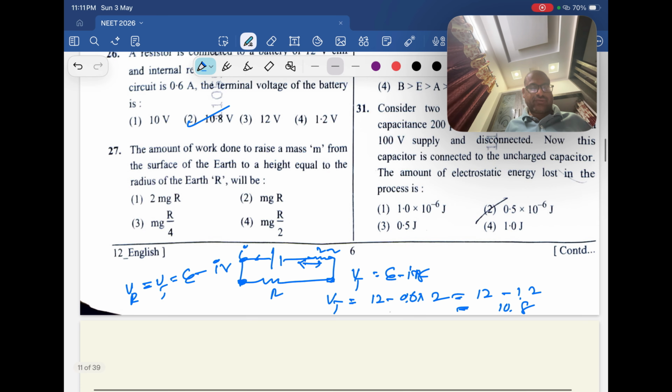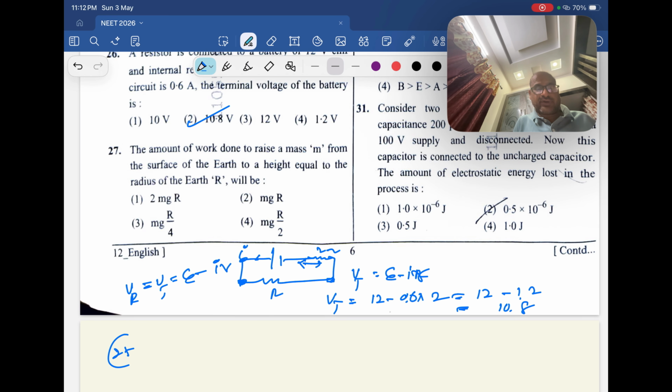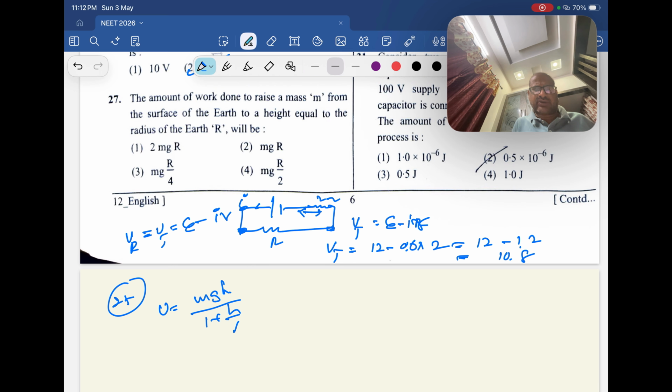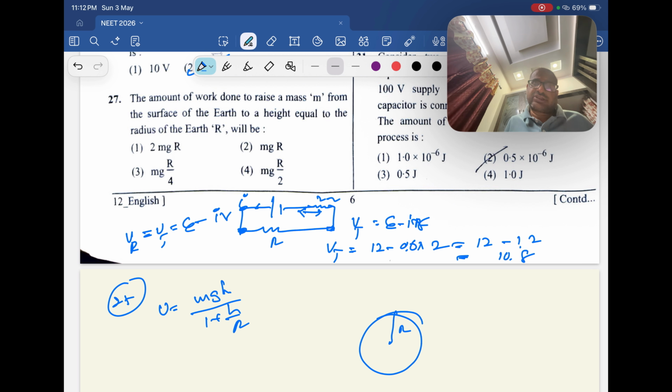Now here, the amount of work done to raise a mass m from the surface of the earth to a height equal to the radius of the earth is asked. So it is the change in potential energy, you know, students. You can do it by conversion, or remember a direct formula also. So the change in potential energy formula is what? mgh by 1 plus h by R. Okay, R you can simply take like this, students. The radius is R. On the surface, the potential energy is how much? Minus G capital M small m by R. Small m, this is capital M.